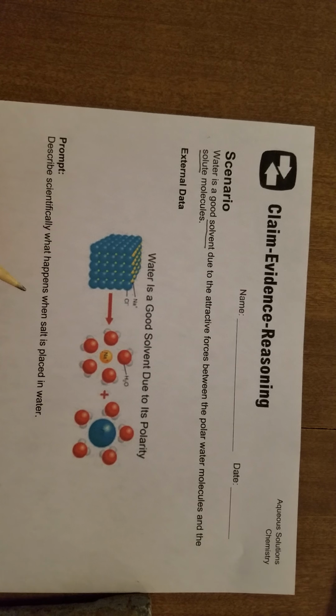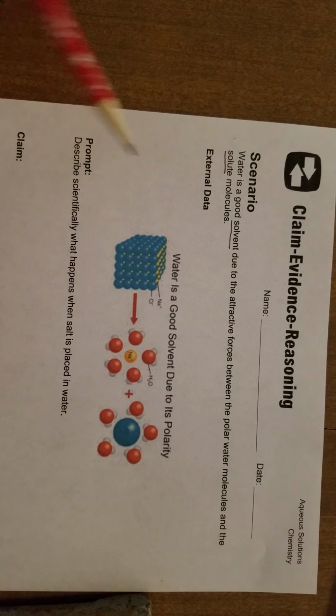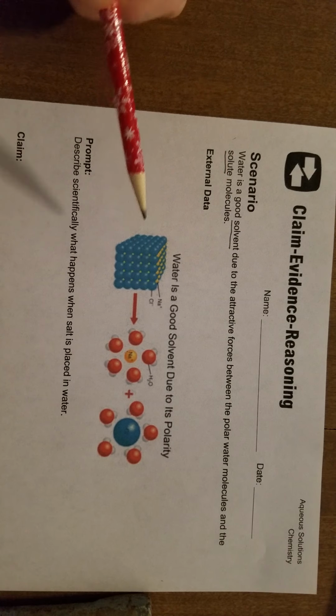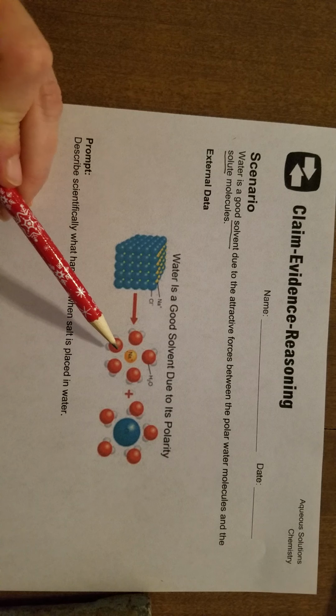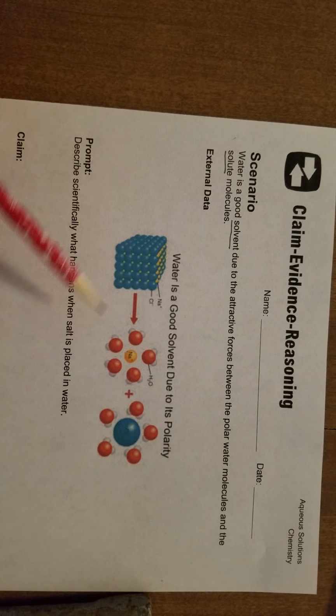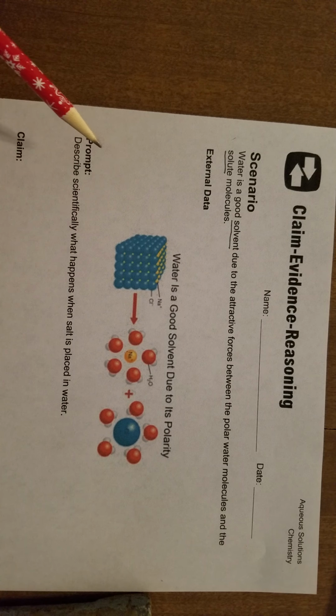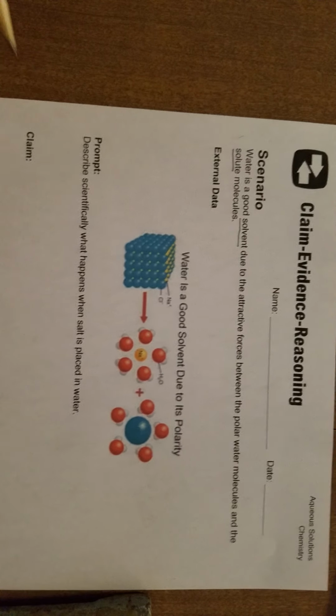Describe scientifically what happens when salt is placed in water. So pick one of those things to be your claim. You could pick the ions being broken apart by the water. You could pick how the ears and chins spin according to the charge. You could talk about the hydrogen bonds between the water. Find something that's happening in this picture to state as your claim.